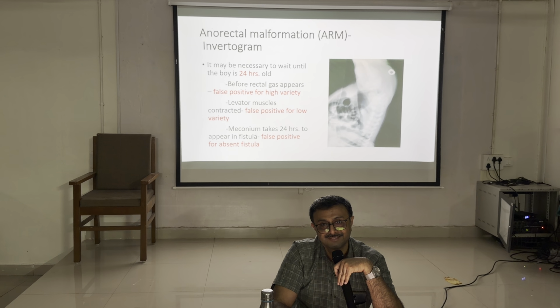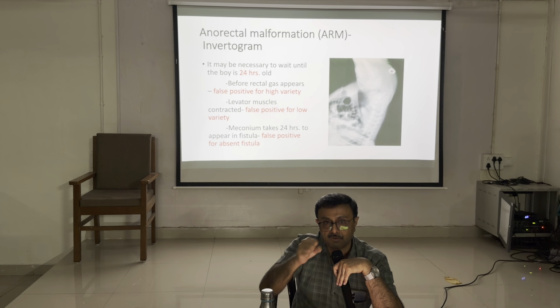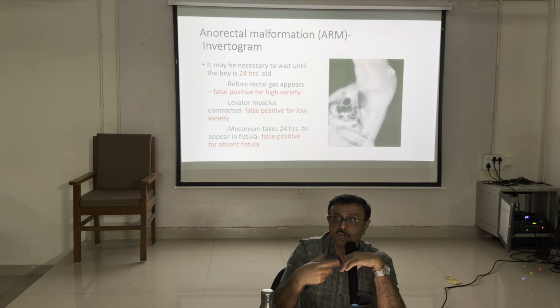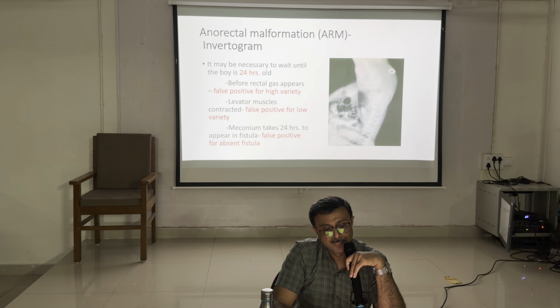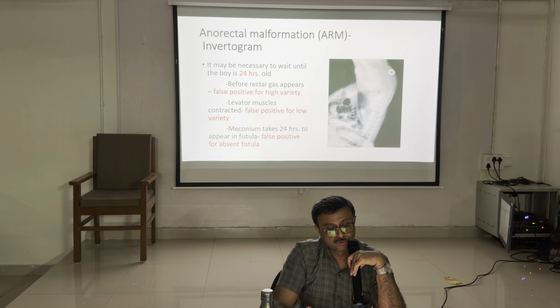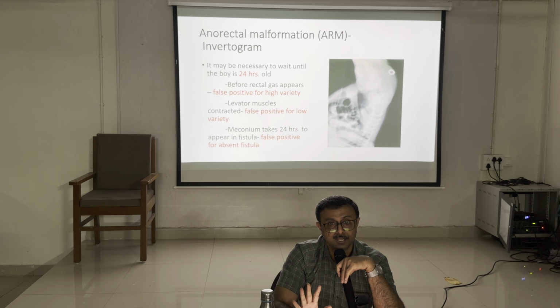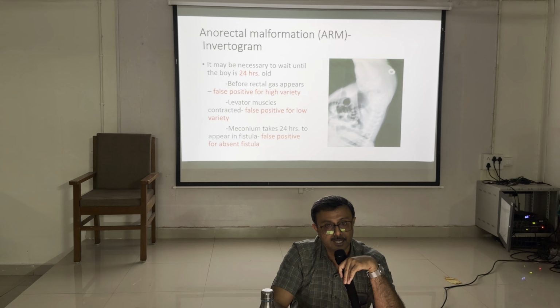If the child cries, the pelvic floor levator muscles contract. Because of that contraction, even though it is high, the gas will go below. That gives a false positive for low variety. Also, meconium takes 24 hours to appear in a fistula. So an early invertogram gives a false positive for absent fistula. Fistula will not appear, so we would label it as without fistula, only atresia.